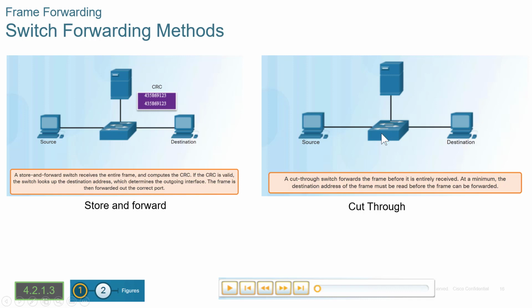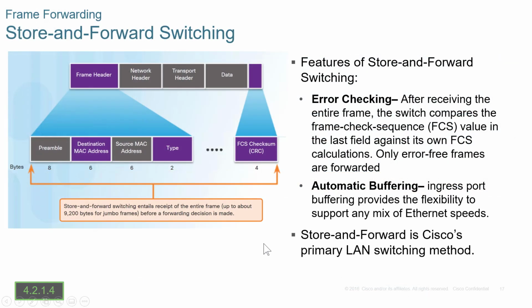just enough of the frame has come in to get the destination address, then even as the frame is coming in on the source, it starts sending it out to the destination. And then after that's all done, it will do the CRC check and see if it received a bad frame. If you get too many bad frames, the switch will switch over to store and forward. Well, you can watch these animations on figures 1 and 2 on 4213 of the curriculum.